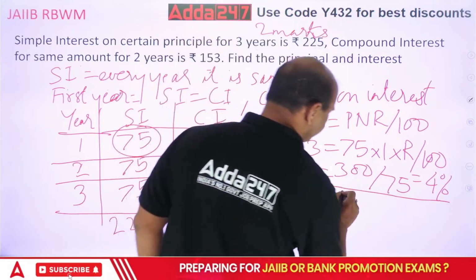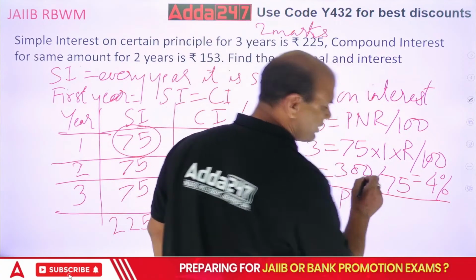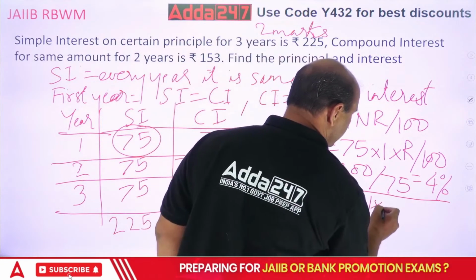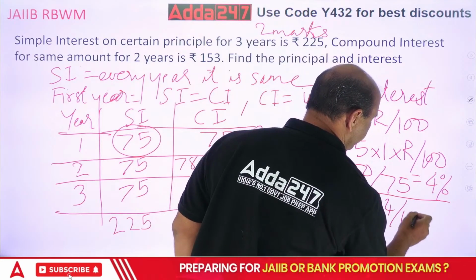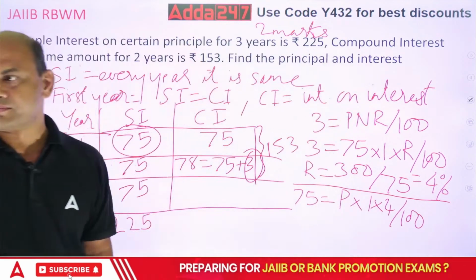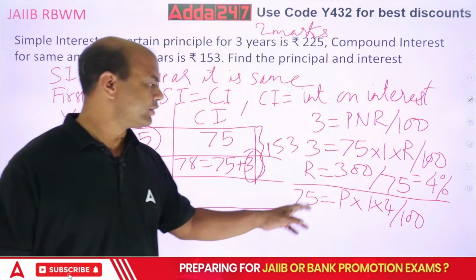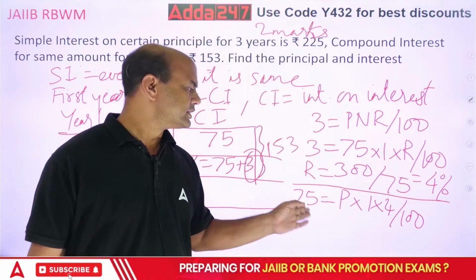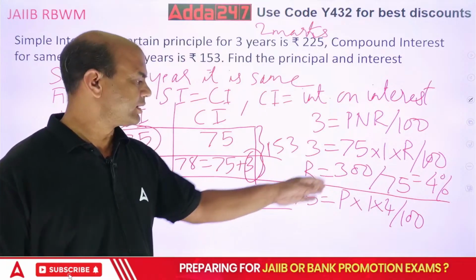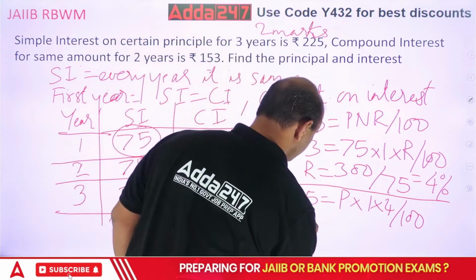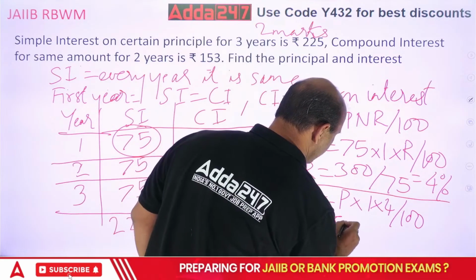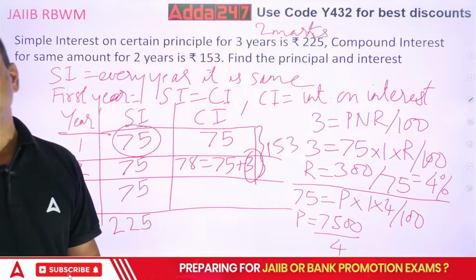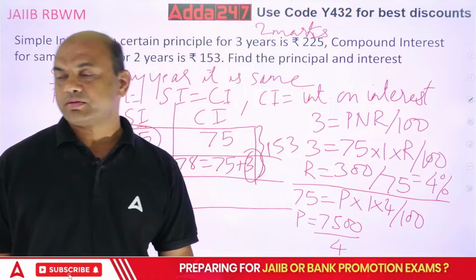So P into N, for 1 year, into R. R you have got as 4%, 4 upon 100. Getting this? P into 1 into 4 upon 100. So solve it now, you've got everything. P equals 75 into 100 divided by 4, so P equals 7500 divided by 4.